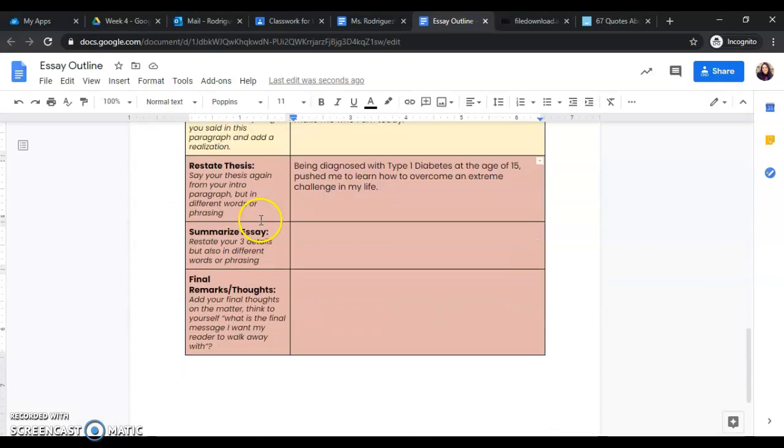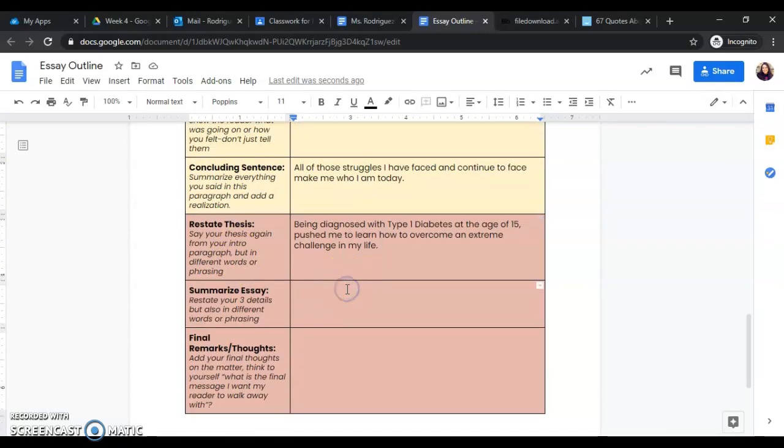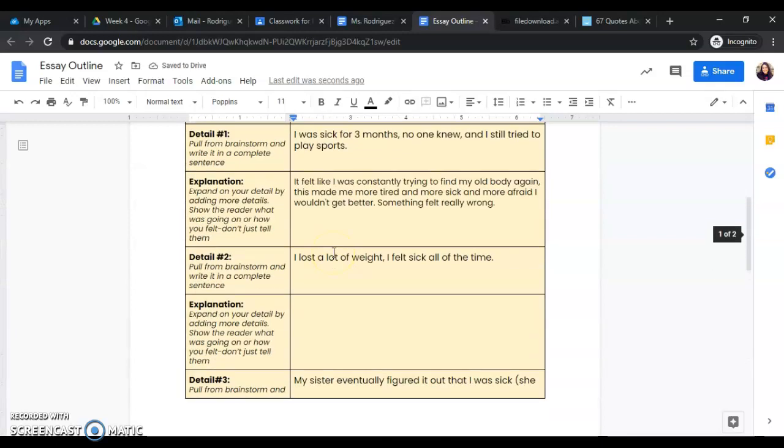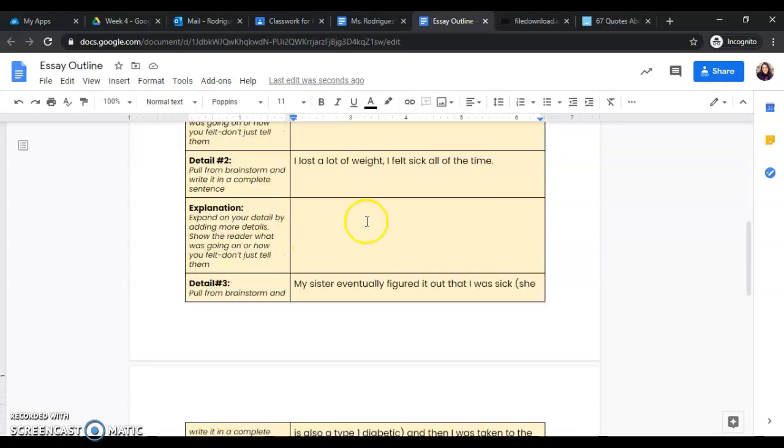Because for the concluding part, you want to start pulling all of your thoughts together and tie it up with a nice little bow. So again, you summarize your 3 details, but also in different words or phrasing. So I'm going to say, again, all of the struggles. Nope, I'm not going to say all the struggles because I just said that in my concluding sentence. So I'll actually go look at my details. Being sick for 3 months, losing weight.